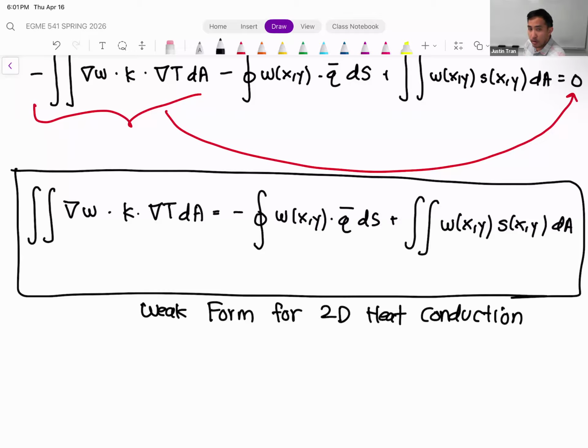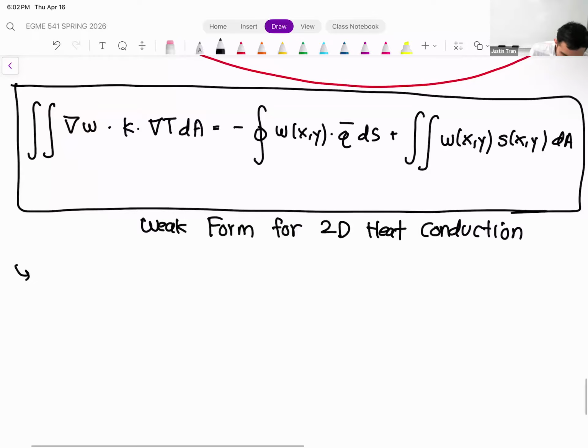All right, any questions on this expression here? Okay, good. All right, so a couple more points before we move on to the finite element form.